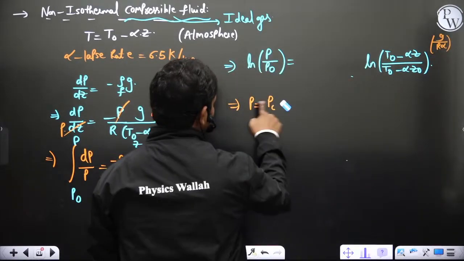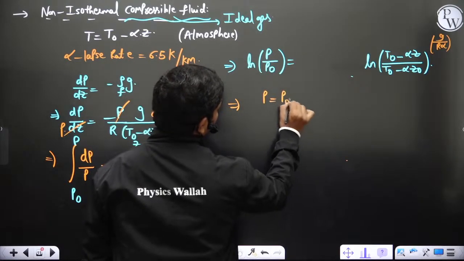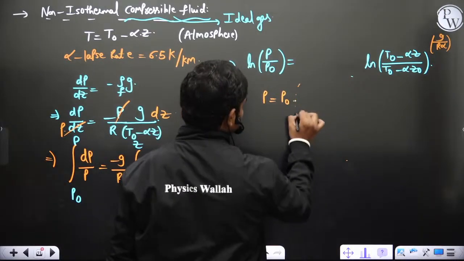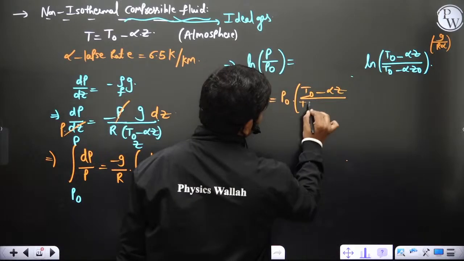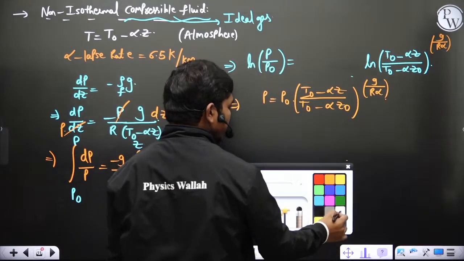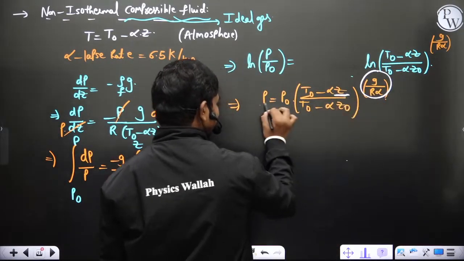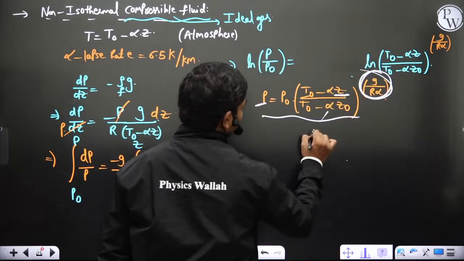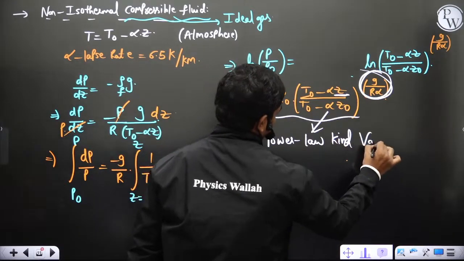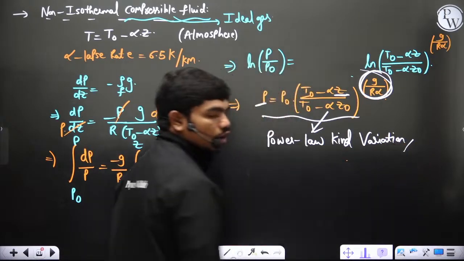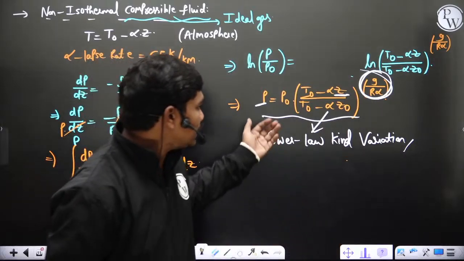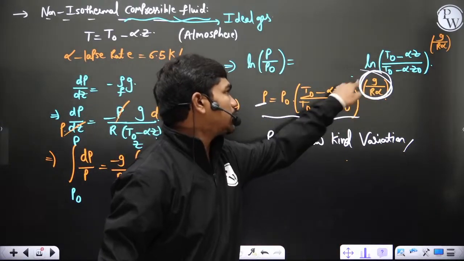So obviously p is equal to p0 times, since we eliminate log on both sides, T0 minus alpha z by T0 minus alpha z naught to the power g by R alpha. You can see this is some constant, so with respect to z the pressure changes as per some power. This is called a power law kind of variation. So in a non-isothermal case, pressure and z change as per this power law, because as z increases, p changes with some power of z.